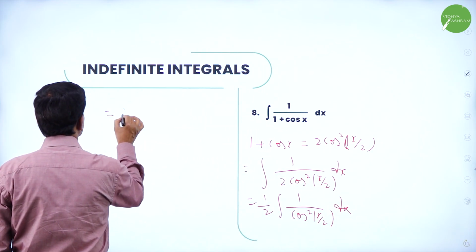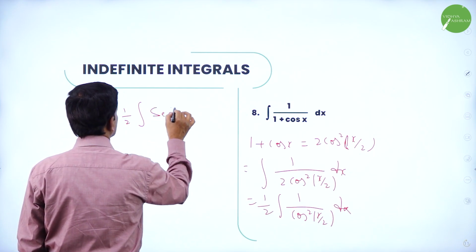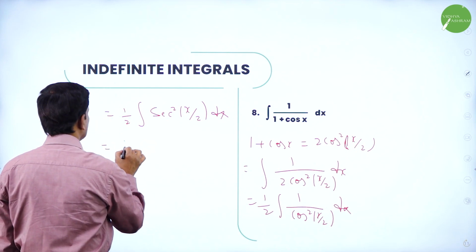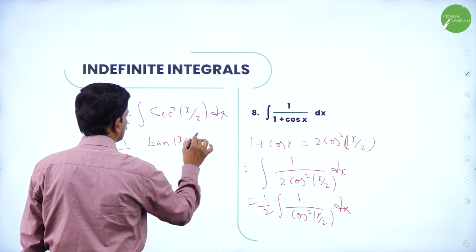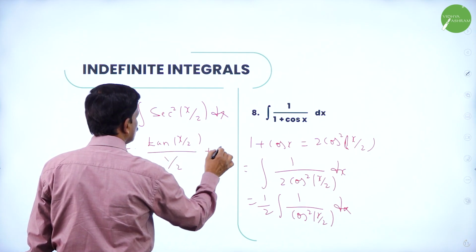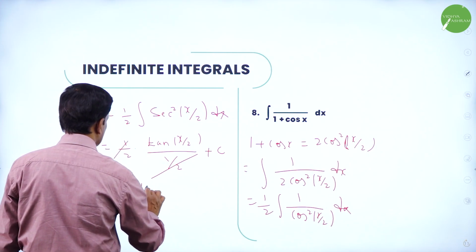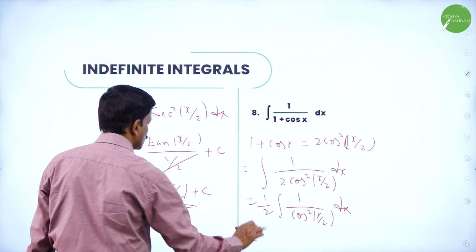So this can be written as 1 over 2 into integral 1 by cos. 1 by cos is nothing but secant square x by 2 into dx. So 1 over 2 into integral of secant square is tan x by 2 divided by 1 by 2 plus c. Now what happens? This 1 by 2 gets cancelled. This is equal to tan x by 2 plus c is the integrated answer.